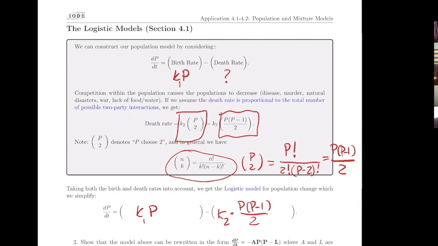So these logistic models always look the same. The difference is going to be these constants K1 and K2, right? They're different for different species. Different species reproduce at different rates, and they also die out at different rates. So that might depend on a number of different factors, but they're representing constants.